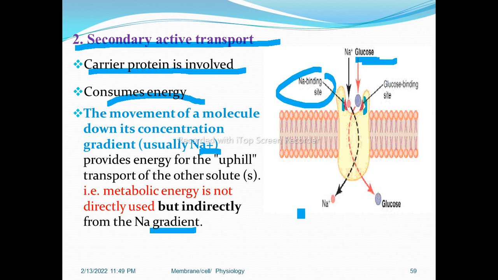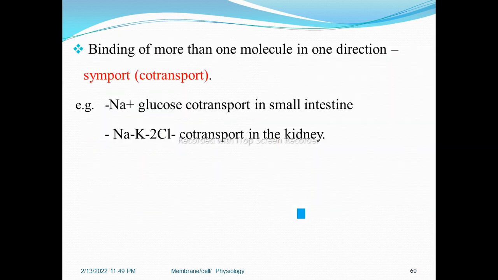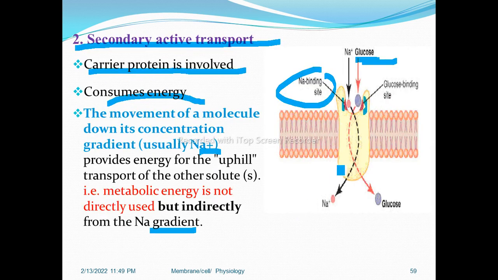So this type of transportation is secondary active transport. Sodium binds with glucose. Since sodium moves from the higher to the lower concentration, it initiates the glucose movement from low to higher concentration. So in that case, energy is used indirectly. This is a very important thing.